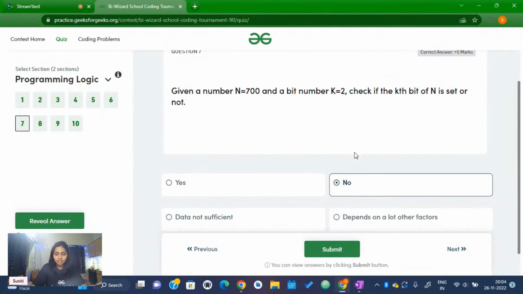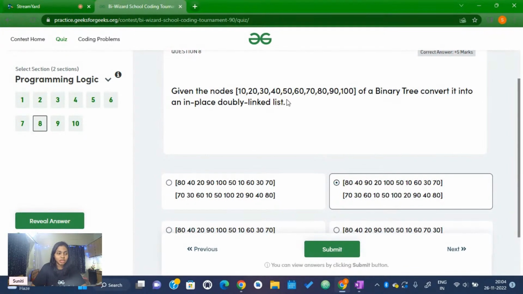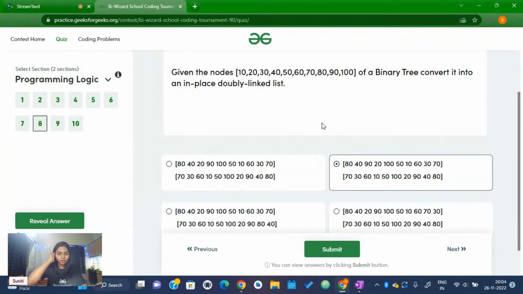Okay. So that is the answer to this question. Let's move to our next question. It says that we have nodes of a binary tree and we need to convert it into an in-place doubly linked list. So for doing that, there is an algorithm again. Just follow that algorithm, and the final answer that we will be getting is this B.